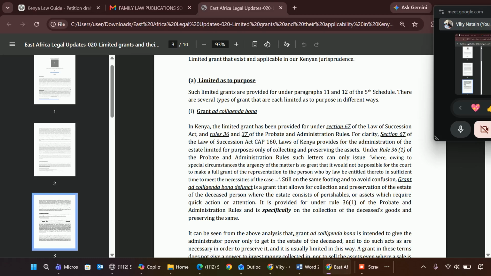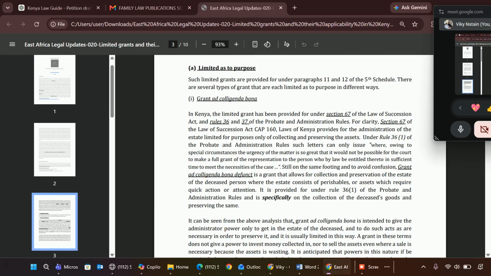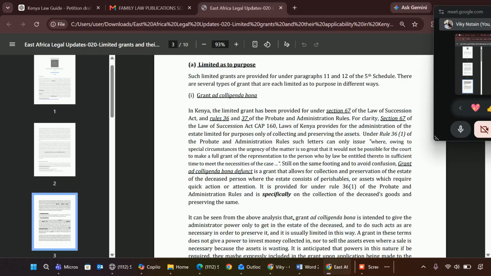There are several types of grants that are each limited as to purpose in different ways. We have grant ad colligenda bona. In Kenya, the limited grant ad colligenda bona is provided for under Section 67 of the Law of Succession Act and Rules 36 and 37 of the Probate and Administration Rules.